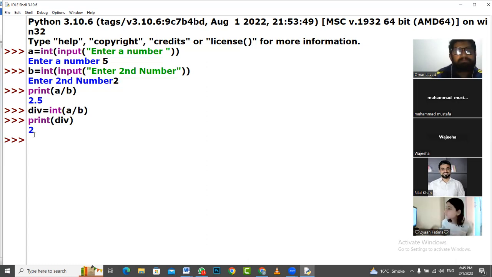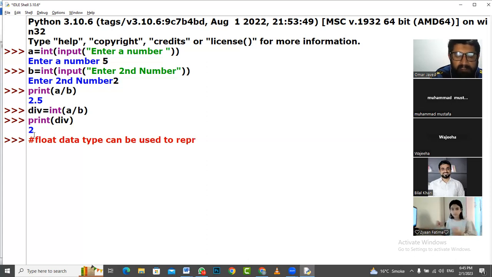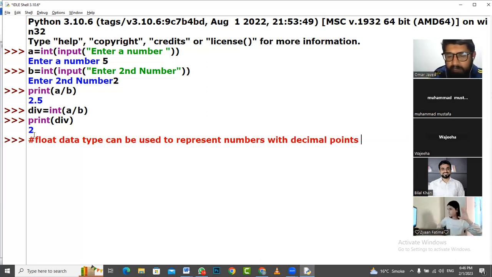Okay. So today we will be dealing with another type of data type, and that data type is called float. I will just give a comment here. The comment is: float data type can be used to represent numbers with decimal points. In simpler words, if you want to show numbers with decimal points, you can use the float data type.